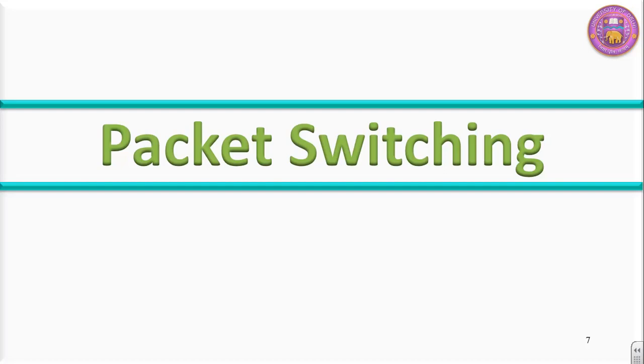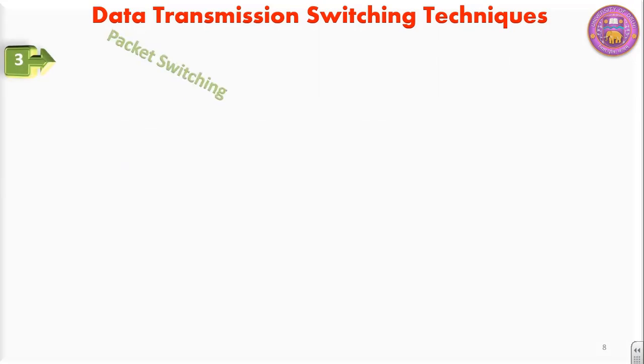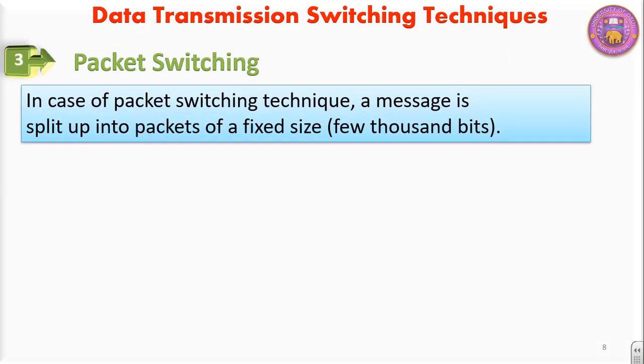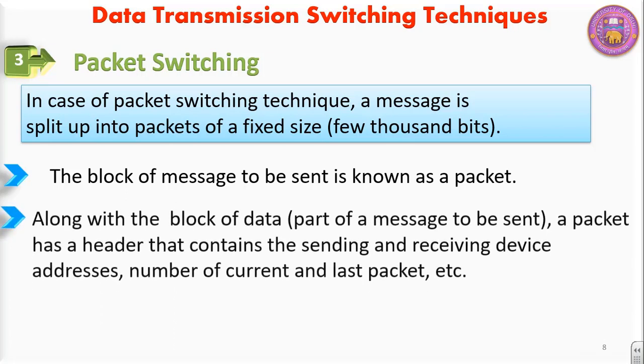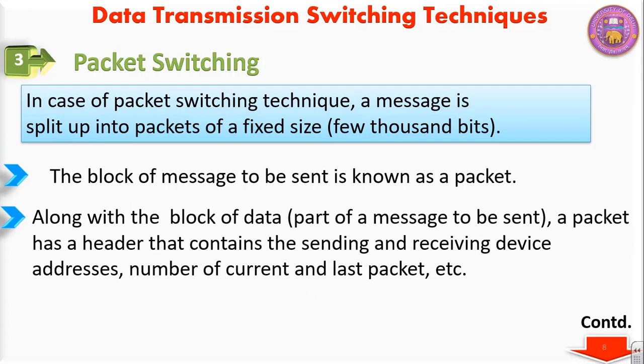The third data transmission switching technique is packet switching. In case of packet switching technique, a message is split up into packets of fixed size, that is a few thousand bits. The block of message to be sent is known as a packet. Along with the block of data, that is a part of the message to be sent, a packet has a header that contains the sending and receiving device addresses, number of current and last packet, etc.